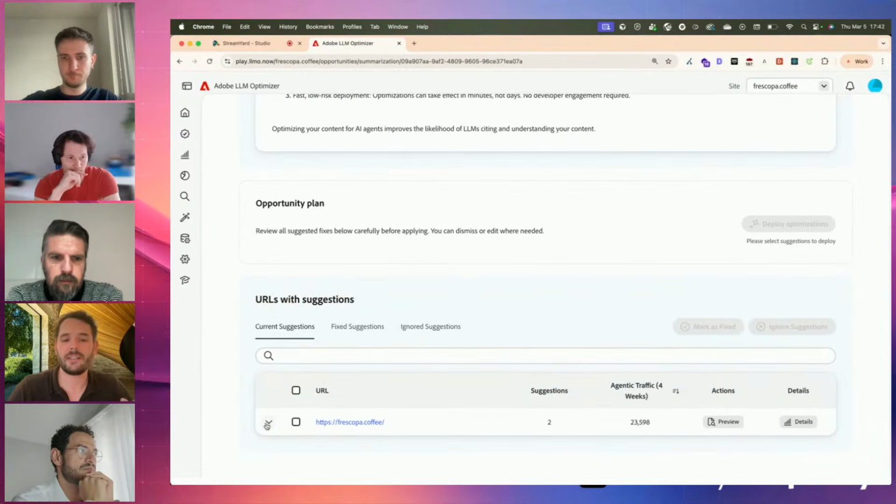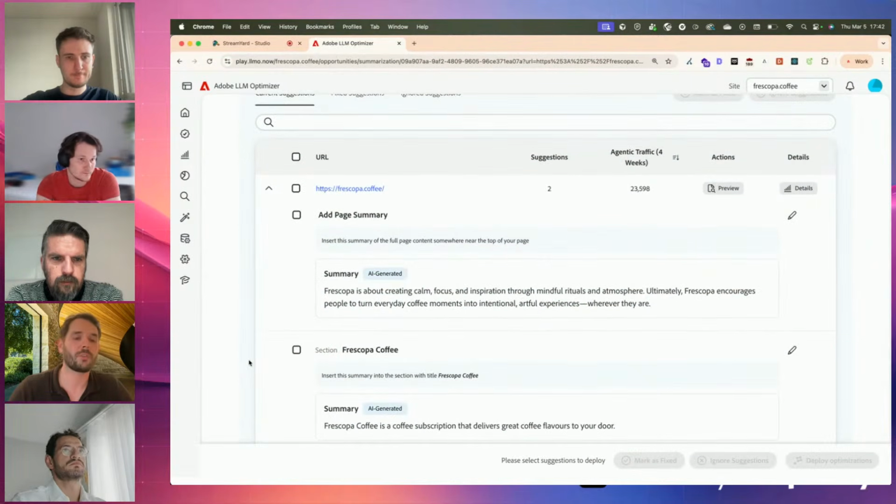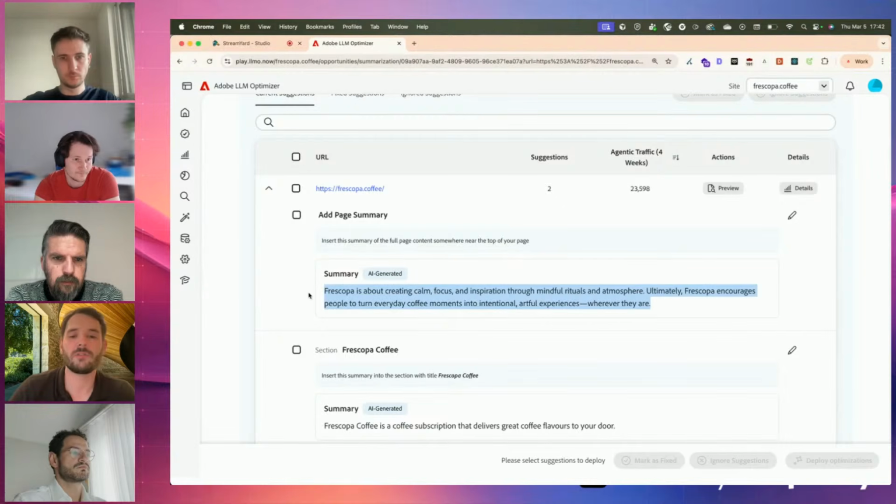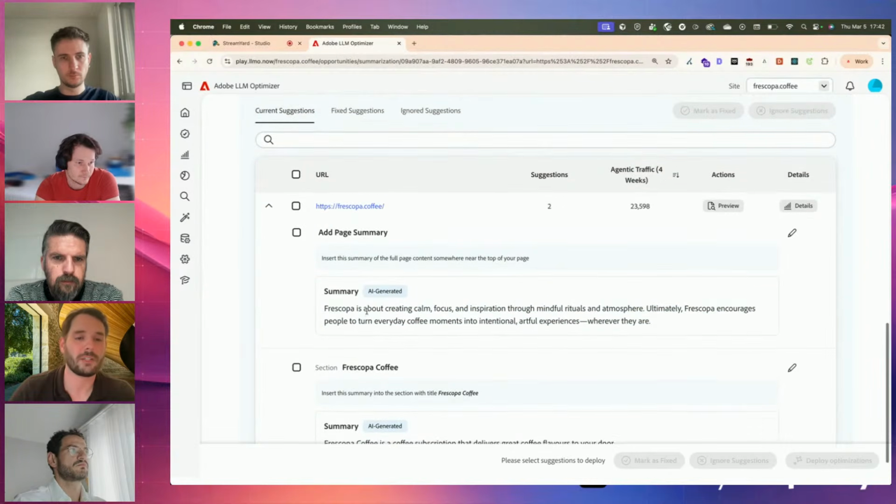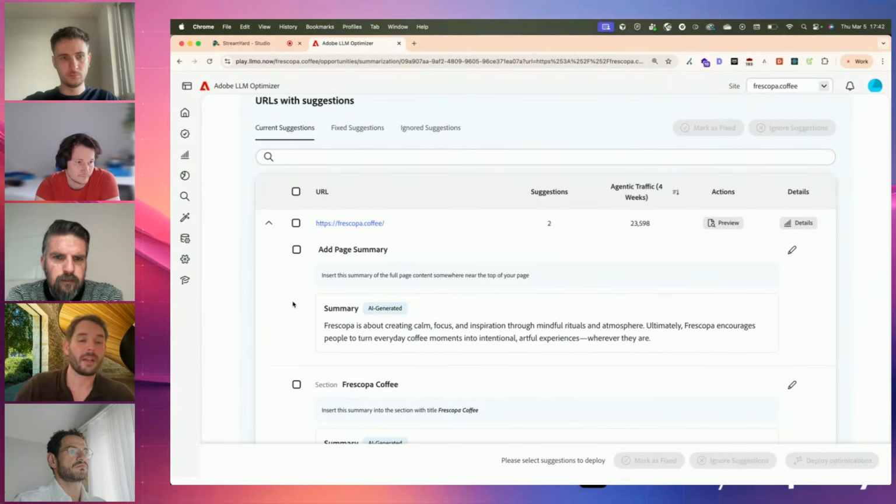And you can see that we only have one, but usually you would have much more than one URL. Usually most of the pages are triggering this opportunity and say, okay, you should add a page summary, which should be this and should be put at the top of your page. So on the home page, we would add information. That works very well, and it's almost a no-brainer for things like blog posts and that kind of thing.